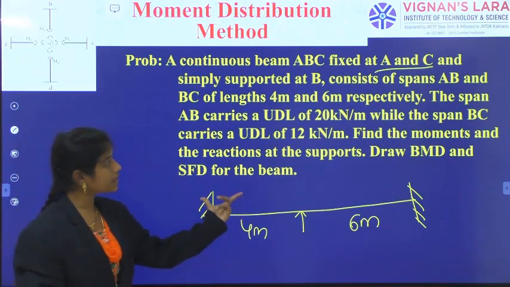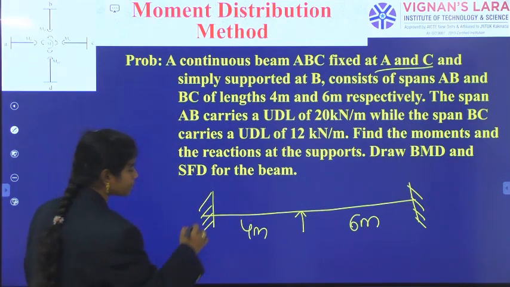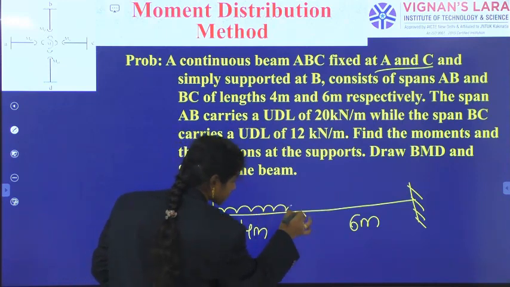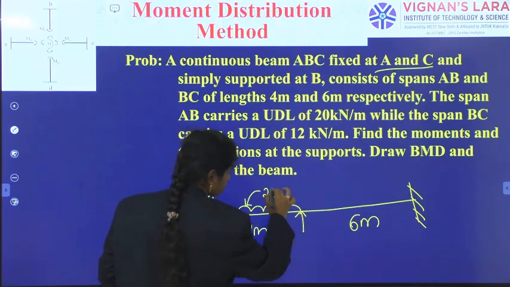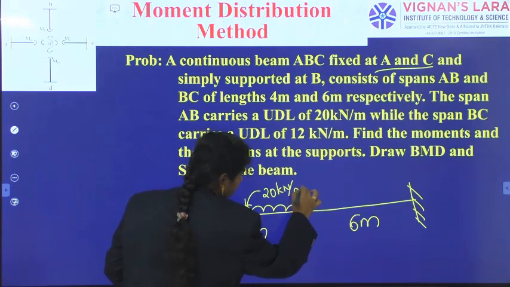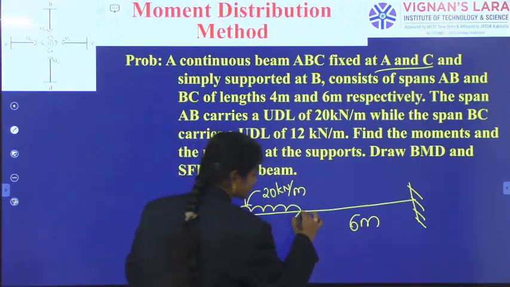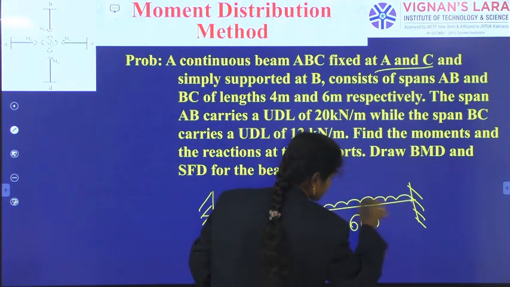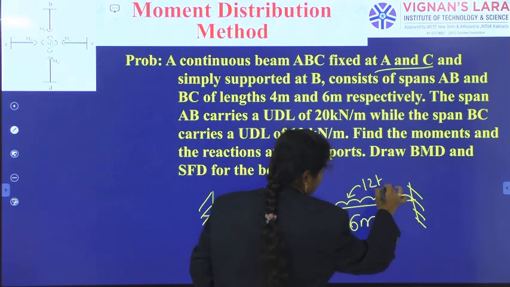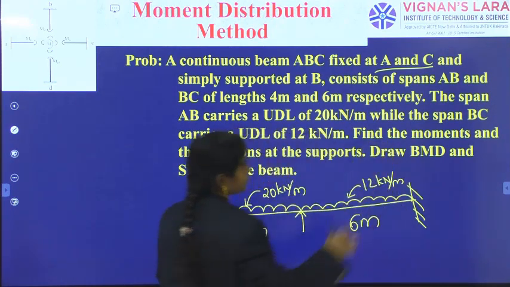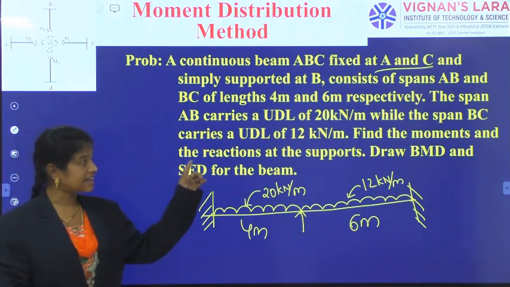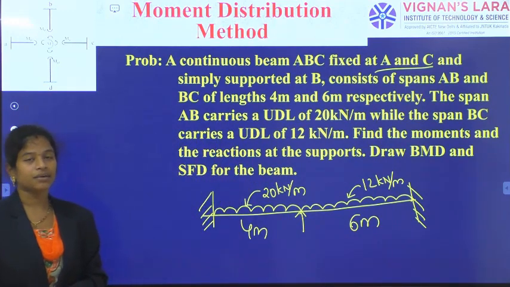Now the span AB is carrying a UDL of 20 kilonewton per meter over the entire length. And the next span BC is having a UDL of 12 kilonewton per meter. Now find the moments and the reactions at the supports, draw bending moment diagram and shear force diagram.